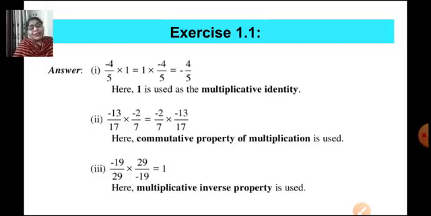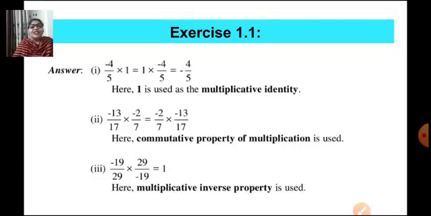Next one, negative 13 upon 17 multiplied by negative 2 upon 7 is equal to negative 2 upon 7 multiplied by negative 13 upon 17. So A into B is equal to B into A, right? We can interchange in multiplication and addition. So here it is the commutative property, children. So the commutative property of multiplication is used.